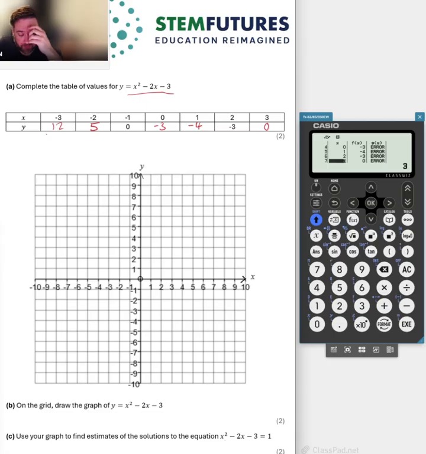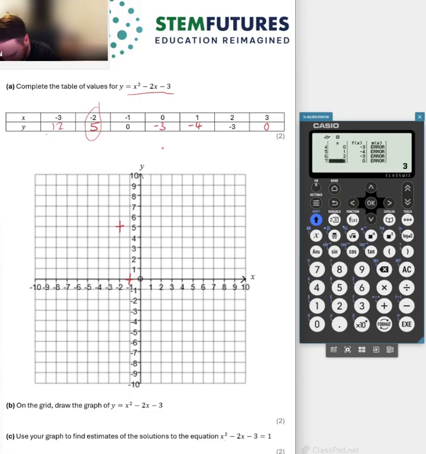Now because I created this question, the grid and axis isn't quite right. So the first one, -3, 12, is not actually on here. It would be up here somewhere, but we just won't plot that one. So this is part B. We're going to draw the graph. We're just plotting these points. So x is -2, y is 5. Got one there. X is -1, y is 0.